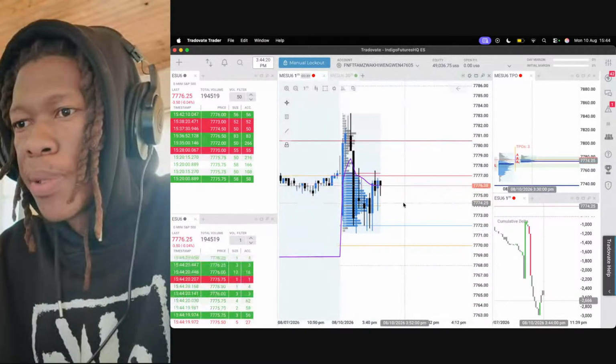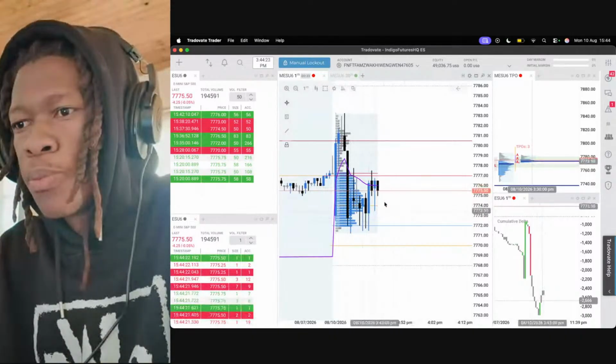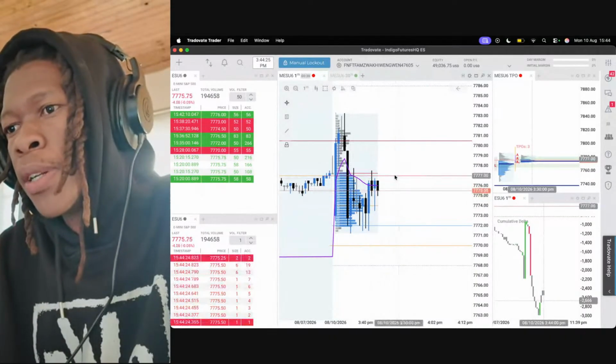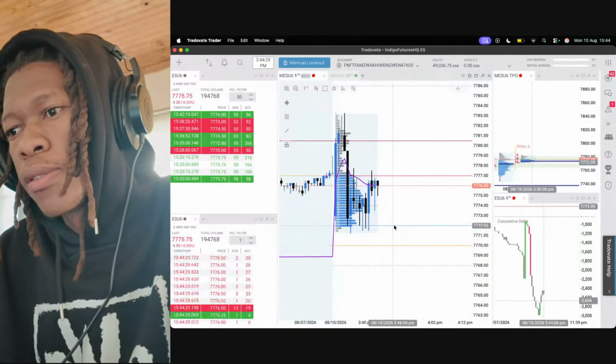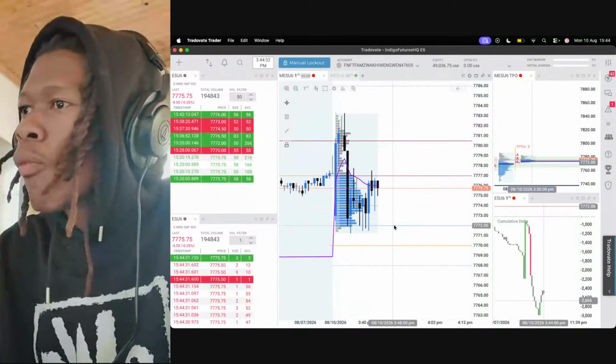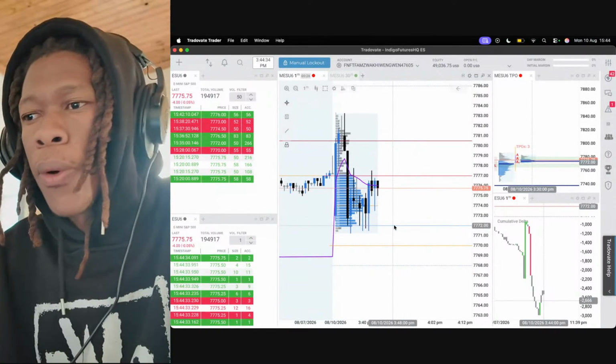Potentially, a lot of volume is building up here, which does make sense. I mean, previous day point of control, overnight point of control, previous week point of control, right? So 1544.